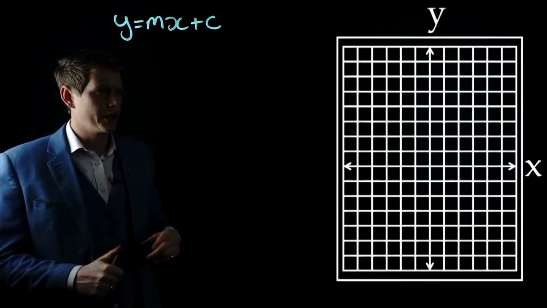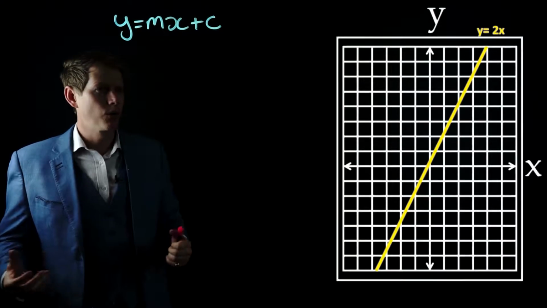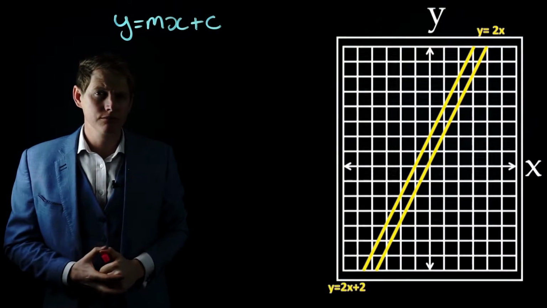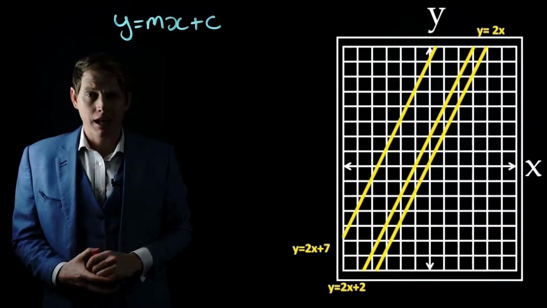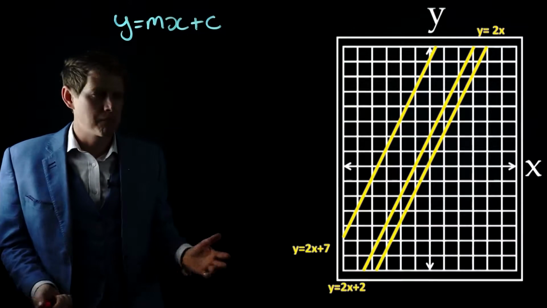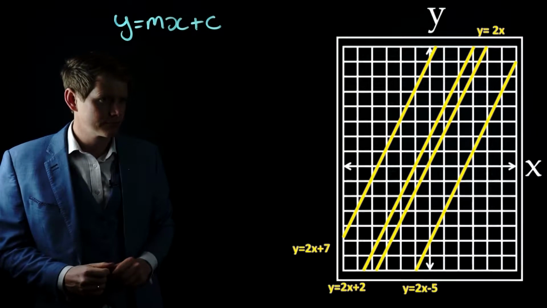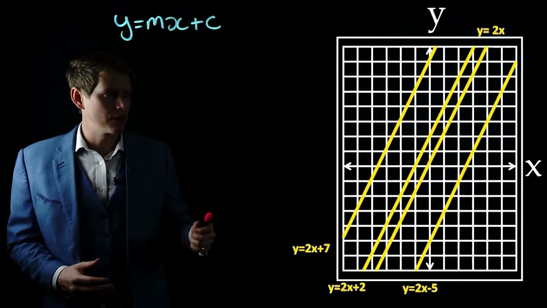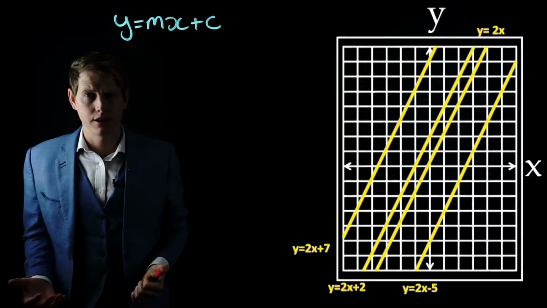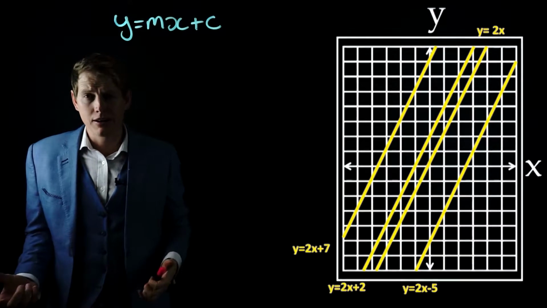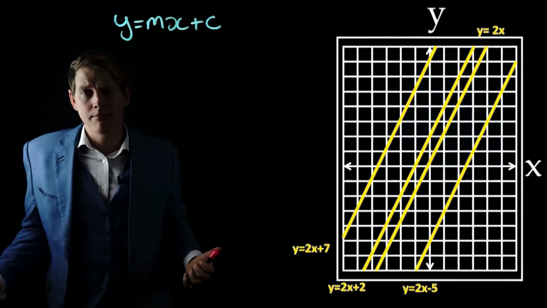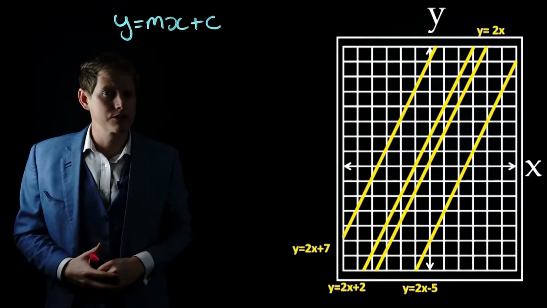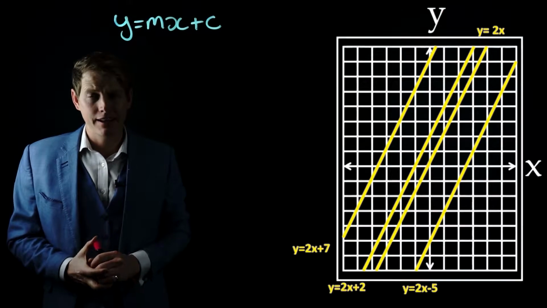Let's have a look at y equals 2x, y equals 2x plus 2, y equals 2x plus 7, and finally y equals 2x minus 5. And what do you notice about those graphs? Well, they're all parallel to each other. And they're all parallel because they have the same steepness. Now, in maths, we have a special word that we use to describe steepness, and that is the gradient.